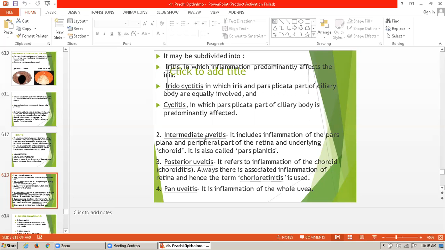Then second is intermediate uveitis. It includes inflammation of the pars plana and peripheral part of the retina and underlying choroid. It is also called pars planitis. Third one is posterior uveitis. It refers to inflammation of the choroid, that is choroiditis. Always there is associated inflammation of the retina, and hence the term chorioretinitis is used. Then panuveitis. It is the inflammation of the whole uvea.